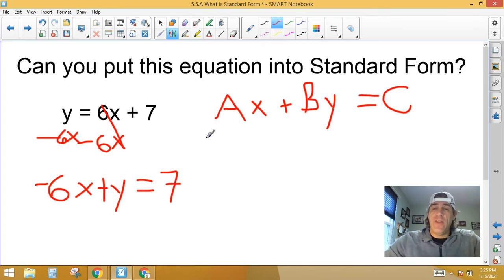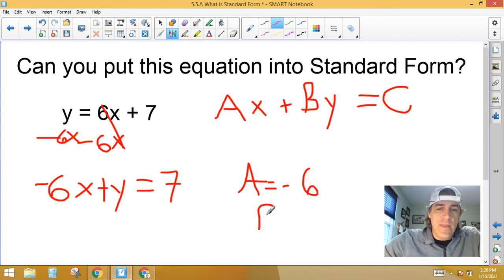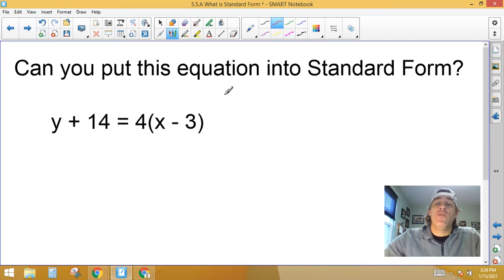Now real quick, what is my A? What is my B? What is my C? A, in this case, would be negative 6. B would be, oh, nothing's in front. It's a 1. And C would be 7. One more to try. Can we put this in standard form?